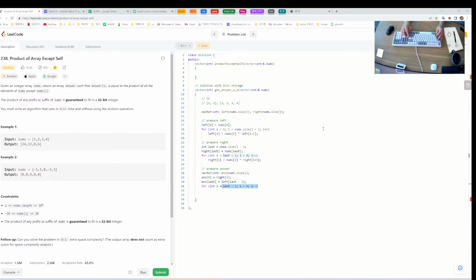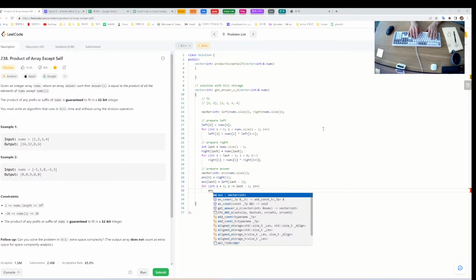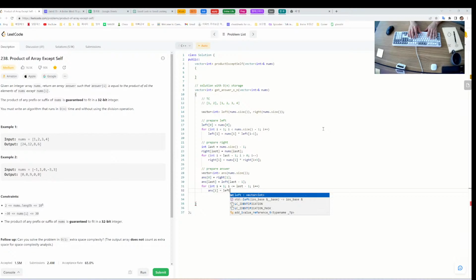So here, what we can do is i from 1 until last minus 1, i plus plus, then answer[i] is left[i minus 1] multiplied by right[i plus 1], right? So, answer.